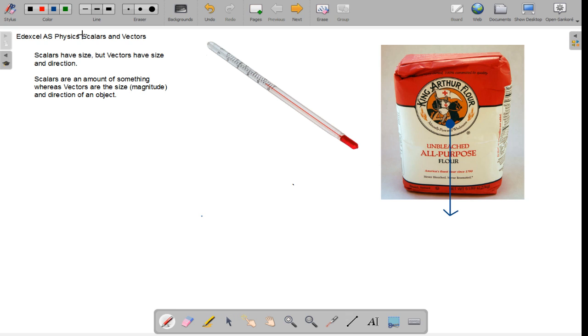Hello and welcome to my tutorial on scalars and vectors. So, what are scalar and vector quantities?